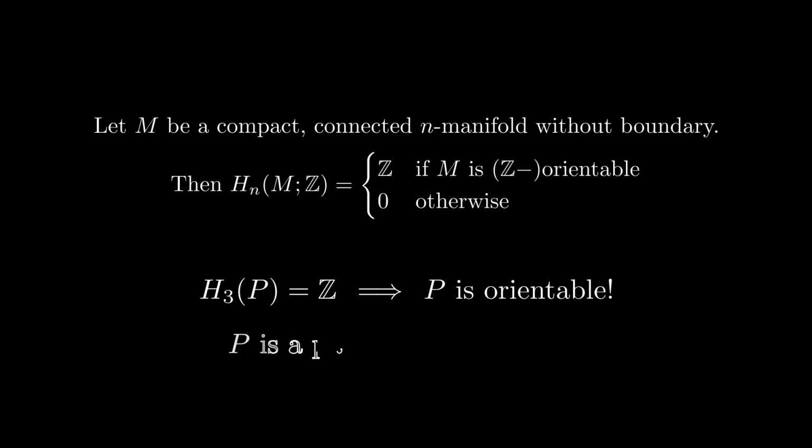We also know that P is a path-connected space. Therefore, the 0th homology group is also Z. The fact that the top dimensional homology group of P is isomorphic to the 0th homology group is not a coincidence. It hints at a far deeper pattern called Poincaré duality.